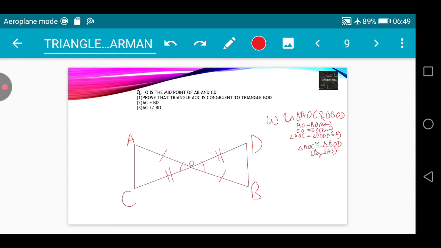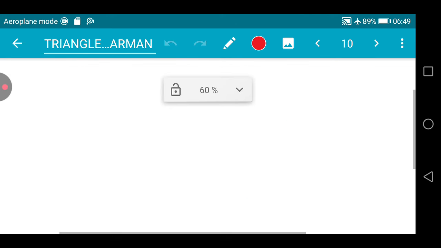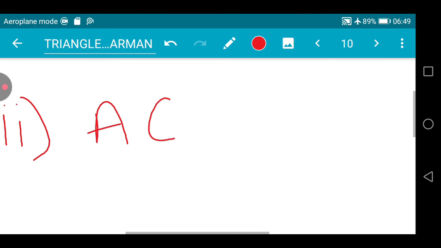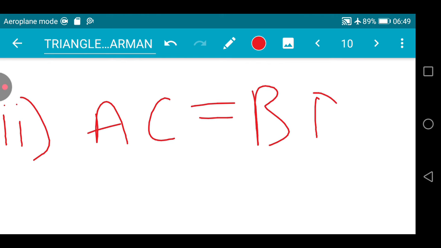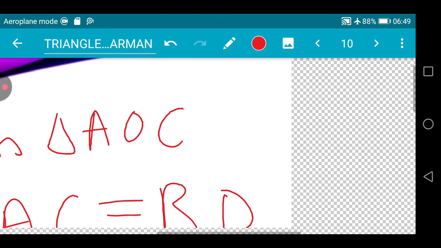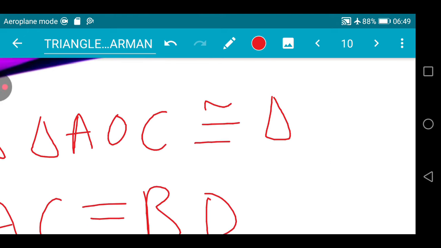Now the second part is there: AC equal to BD. What will we write? How will you show they are equal? As triangle AOC is congruent to triangle BOD.